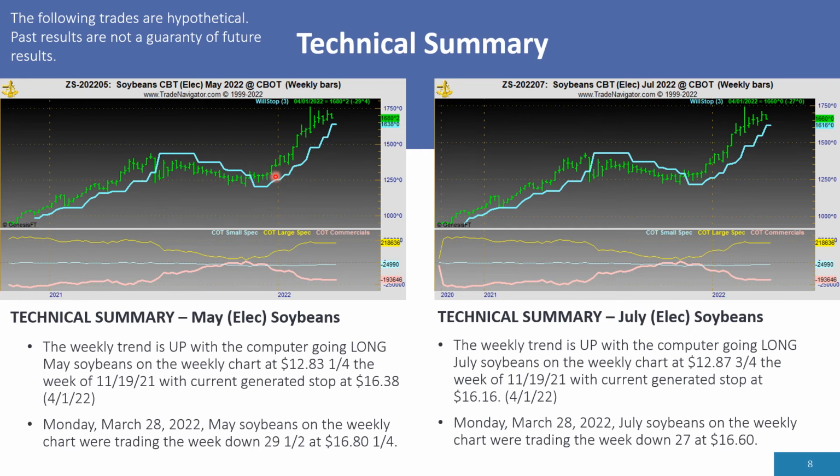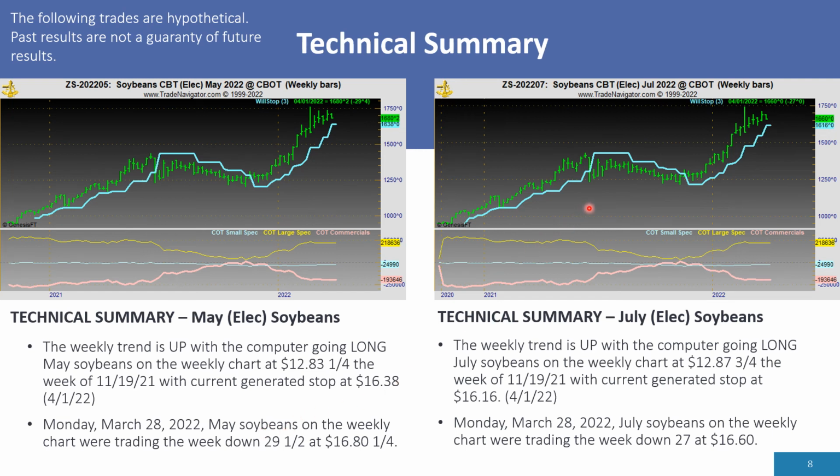Next, we'll take a look at trend using the wheel stop. On the weekly chart, the trend is up with the computer going long in the May soybeans on the weekly chart at $12.83 1/4, the weekend of November 19th, 2021, with the current generated stop at $16.38 for the weekend of April 1st, 2022. Monday, March 28, 2022, this is around 9:30 this morning, May soybeans on the weekly chart were trading the week down 29.5 cents at $16.80 1/4.